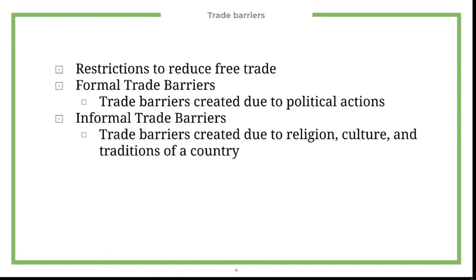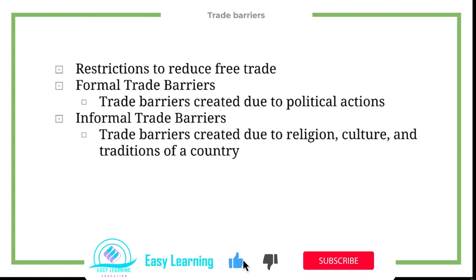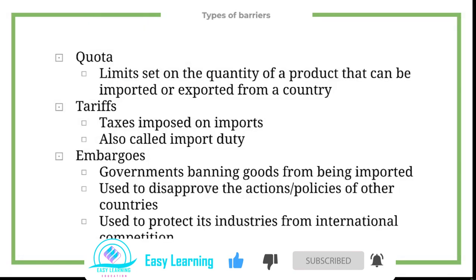There are two different kinds of trade barriers. The first one is a formal trade barrier, which is created because of political actions. And the next one is called an informal trade barrier, which is created because of religion, culture, and the country's traditions. So now let's talk about the types of barriers.